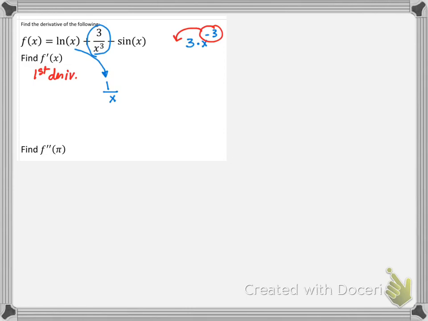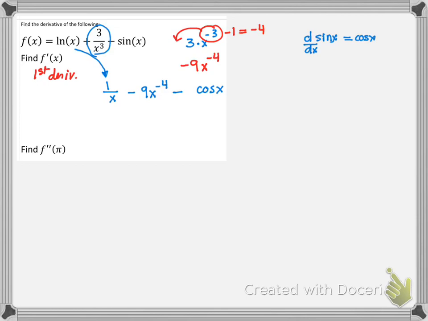Multiply the coefficient by the power, negative 9x to the negative 4 power, because when I subtract 1, that's getting smaller. So my next term is negative 9x to the negative 4. And the derivative of sine with respect to x is cosine of x. There was already a subtraction, so that'll stay. That's our answer to the first one.